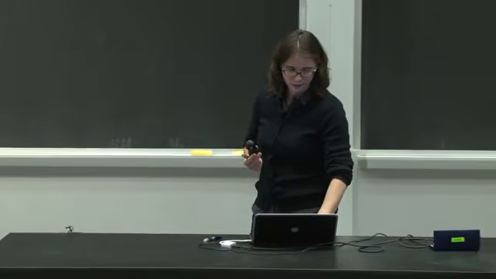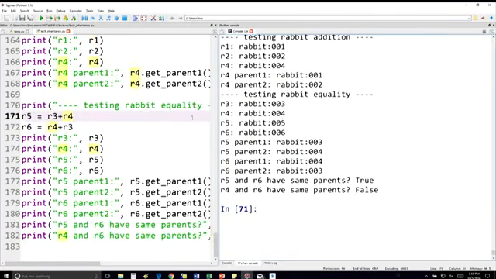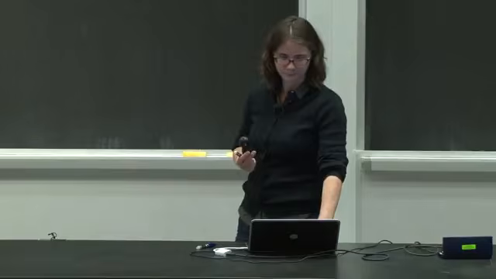Okay? And the code in the lecture here shows you some tests about whether rabbits have the same parents, and I've created new rabbits here, R3 and R4, the addition of those two. And R5 and R6 are going to have the same parents down here, true, but R4 and R6 don't.